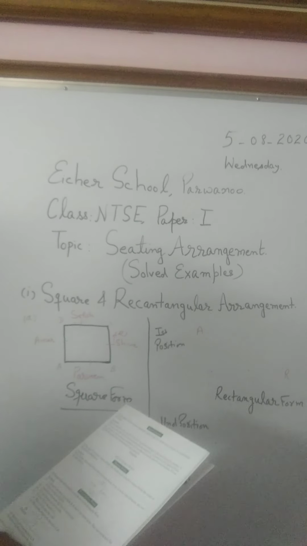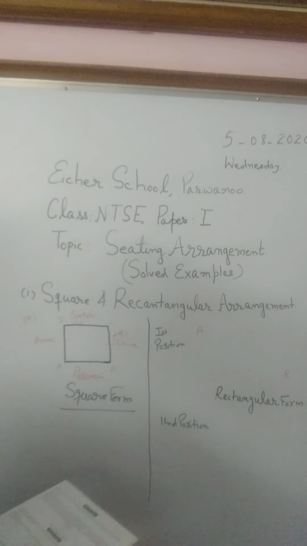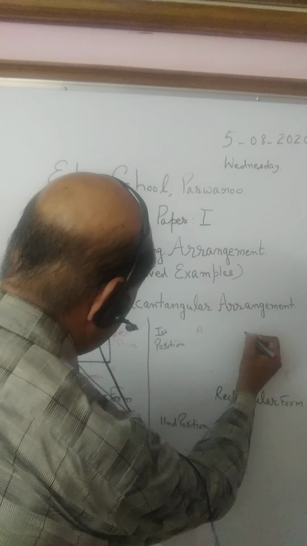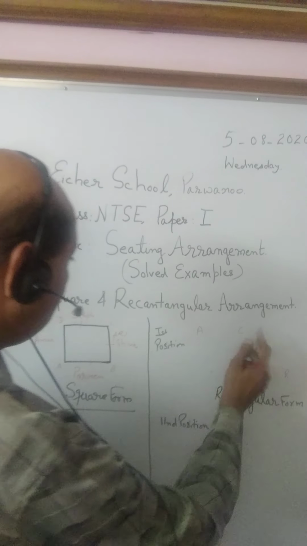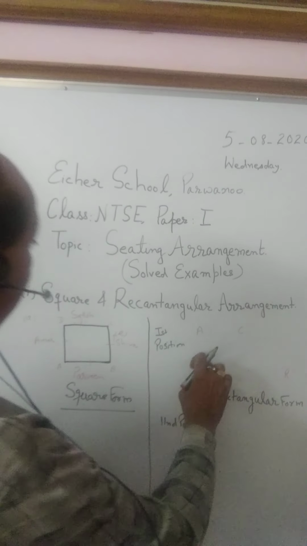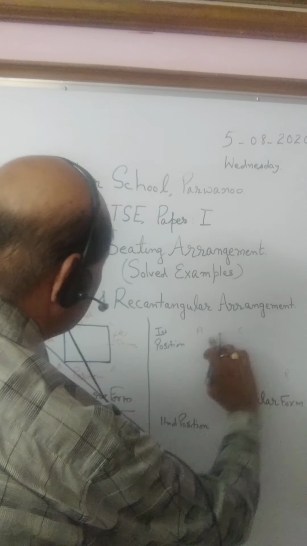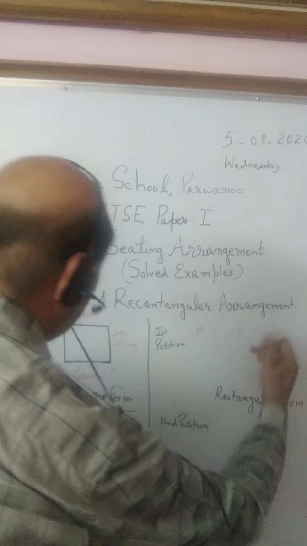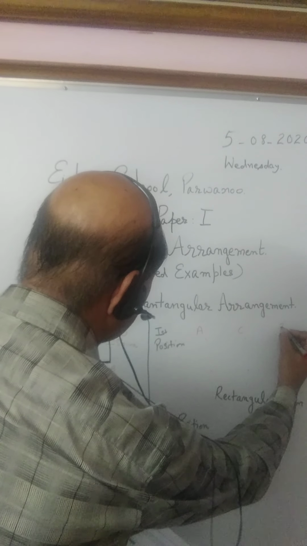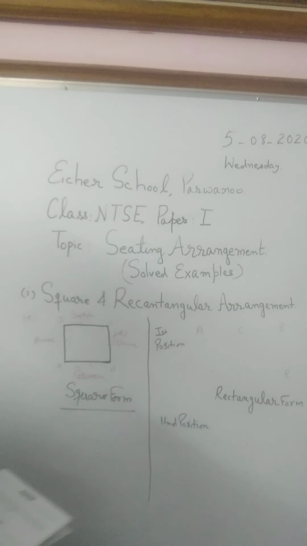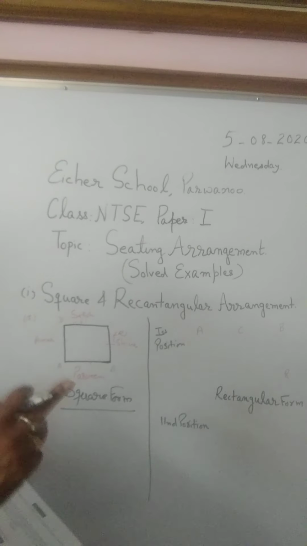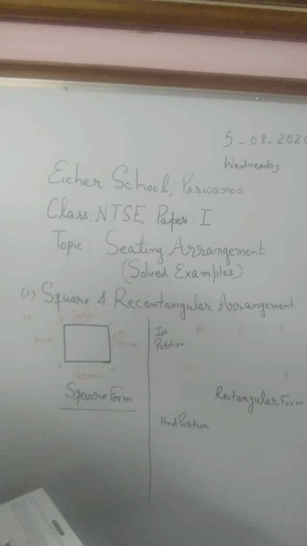Then C is not sitting at any of the ends, meaning C is in between the boys. So C will be here, because he is not at an end. He will not be here, he will not be here. So the only candidate left among the boys is B, who will be on the corner side. So A and B are at the corners and C will be in between them.